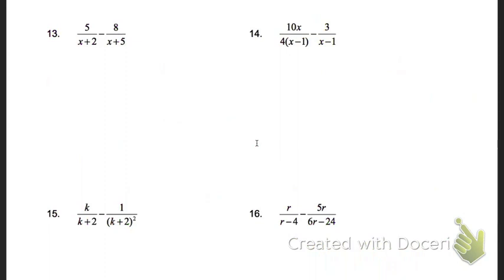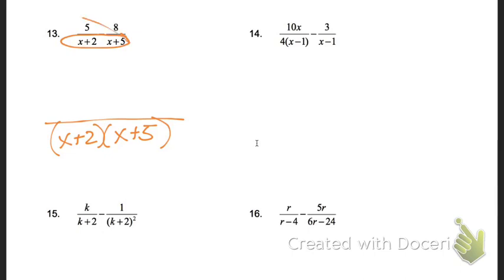Okay, let's look at 13. So, looking at both of these, what is my least common multiple? x plus 2, x plus 5. So, whenever I am combining the two, I need to multiply the left fraction by what? The opposite one, so x plus 5. So I've got 5 times x plus 5 minus 8 times x plus 2.